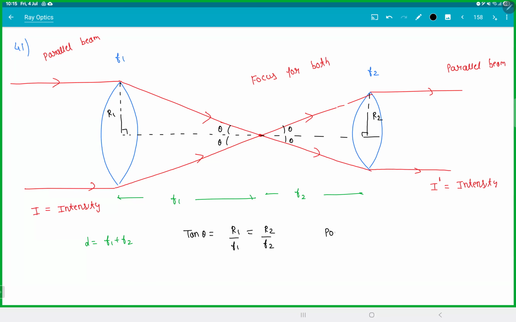And we also know power is nothing but intensity into area, I1 A1. So power incident is equal to power refracted out. Initial power is equal to final power. So this will be I1, and area is pi r1 square, equals I2 pi r2 square. Therefore, I2 will be I1 times (r1 by r2) square, but r1 by r2 is f1 by f2. So I2 is I1 times f1 square by f2 square. There. That's your intensity in terms of focal length.